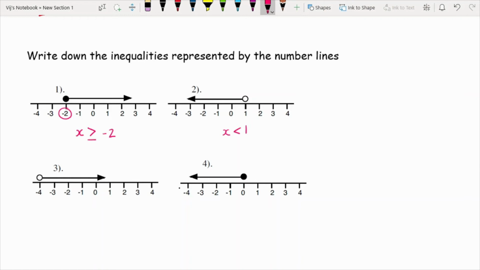Then for question 3, again, start off with x. The arrow is facing to the right, and it's at -4. And again, I don't need to put a line underneath it because the circle in the diagram is not shaded.